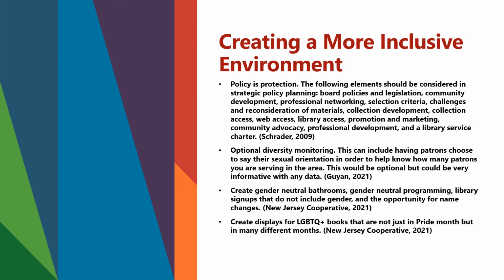Here are some ways to create a more inclusive environment. First is policy protection, making sure that you have considered strategic policy planning, which includes board policies, legislation, community development, professional networking, selection criteria, challenges, reconsiderations of materials, collection development, collection access, web access, library access, promotion and marketing, community advocacy, professional development, and library service charter.